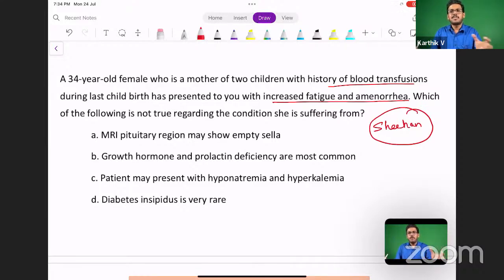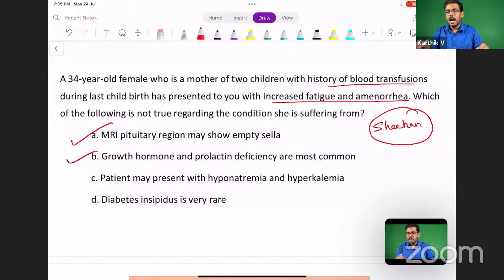So we want to identify the false statement regarding Sheehan syndrome. MRI shows empty sella is of course a correct statement. Either a partial or a total empty sella may be apparent. Growth hormone and prolactin deficiency are most common. In fact, growth hormone deficiency is even more common than prolactin. But you must have learned that prolactin deficiency, or postpartum failure of lactation, is characteristic of Sheehan. It's because the abnormalities of prolactin levels are more clinically apparent, whereas growth hormone deficiency may not be that easily clinically evident. They will have only long-term implications. So if you check biochemically, growth hormone deficiency may be more common than prolactin. So GH plus prolactin is the most common combination deficient among anterior pituitary hormones in Sheehan syndrome.